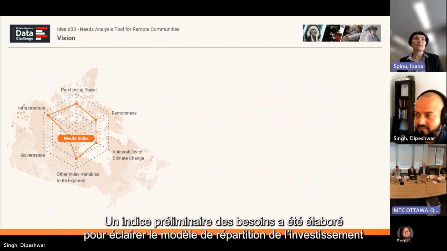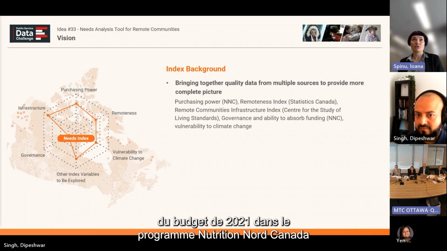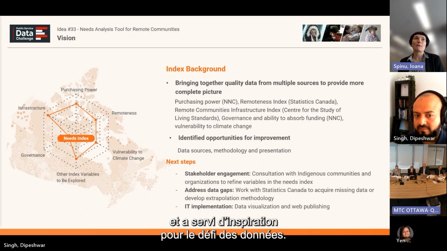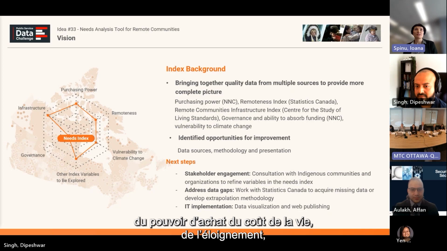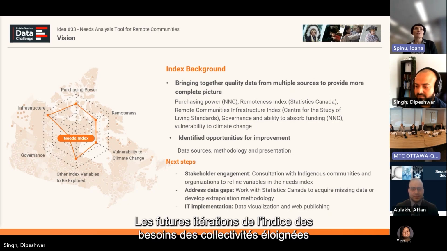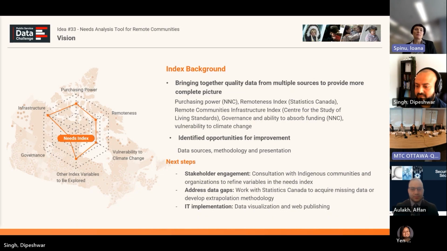A preliminary needs index was developed to inform the allocation model for the Budget 2021 investment in the Nutrition North Canada program and served as the inspiration for the data challenge pitch. The preliminary needs index included variables for purchasing power, cost of living, remoteness, infrastructure, and governance capacity, or the ability to absorb funding. Future iterations of a remote communities needs index for broader application across government could include additional variables.